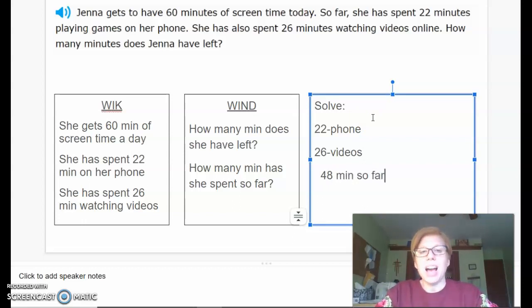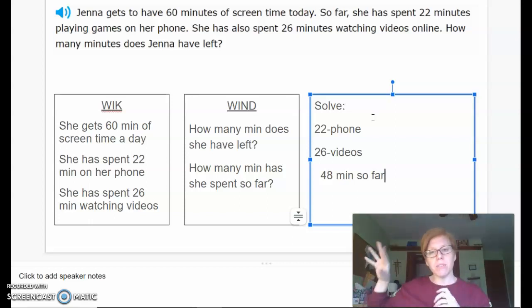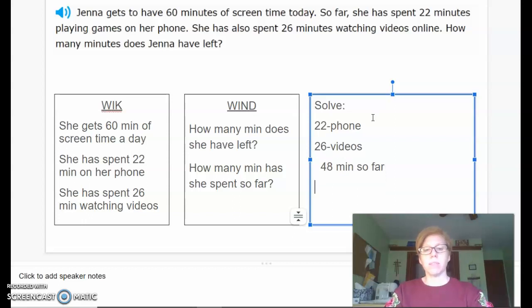We need to figure out how many minutes does she have left. When you hear the word leftover, that's subtraction. That means you have used up a certain amount and there is an amount left over. And there is a difference. When there is a difference in math, you subtract. So now this is where we can subtract. 60 take away 48 equals what?